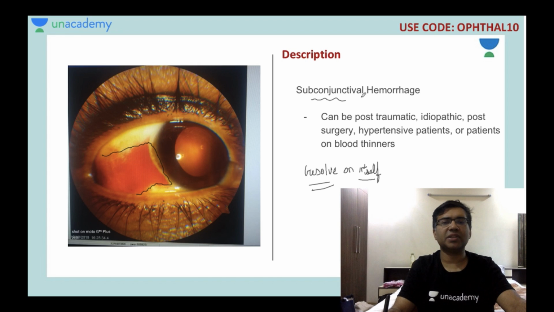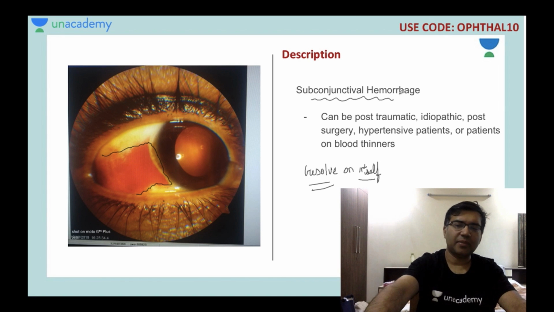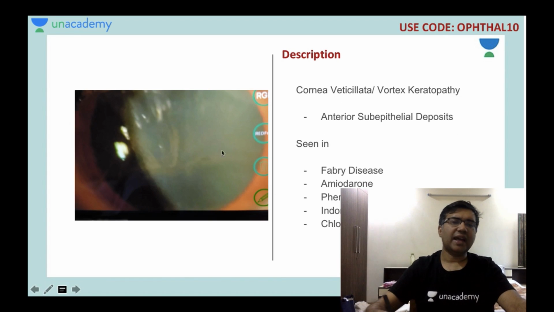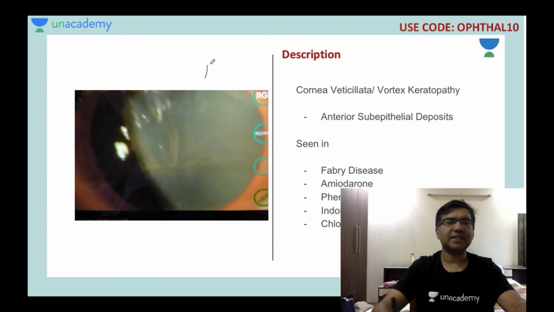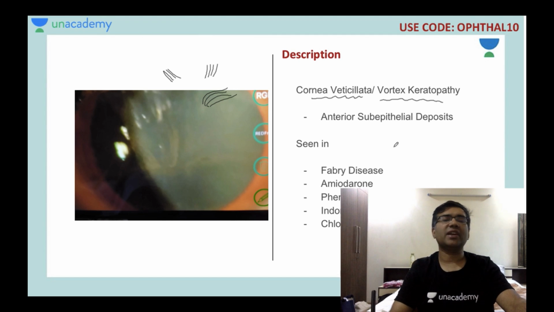This is basically a picture of subconjunctival hemorrhage. Then you can have some pictures like this where you are seeing opacities in the cornea. If you can appreciate in the picture, these are the subepithelial opacities, and these are called vortex keratopathy, whorl keratopathy, or cornea verticillata.